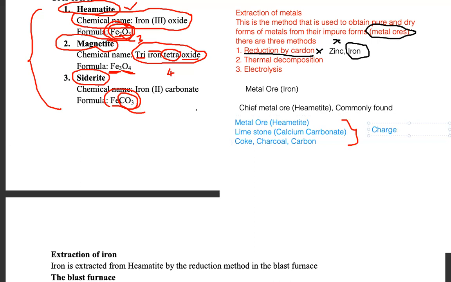charge. So the combination of hematite, limestone, as well as coke, it is called charge. So these are the three things that you need for you to do the extraction of iron.